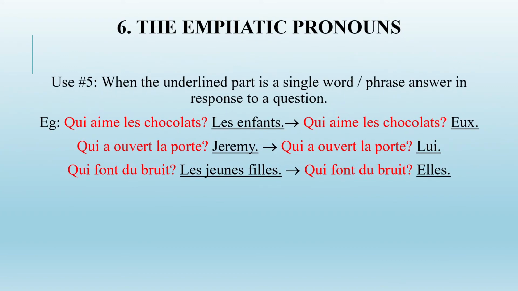The last use of the emphatic pronoun is the easiest to identify. Okay, when you have a question given to you, and then you have an answer. The answer is not a full sentence. Okay, it's just a word or a phrase, and that answer is underlined. Then you have to replace the answer with an emphatic pronoun. So, qui aime les chocolats is a question here, and you're given a phrase answer, les enfants, and it's underlined. So you have to replace it with the emphatic pronoun, les enfants, masculine plural, eux. Okay, make it capital because it is kind of a new sentence.